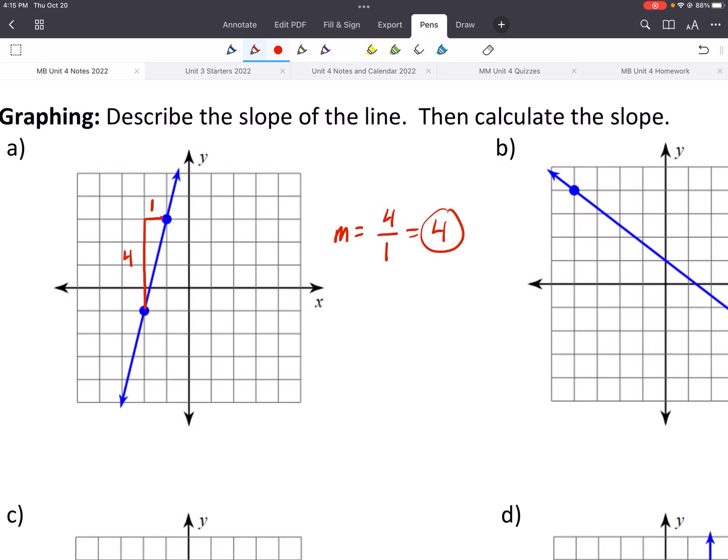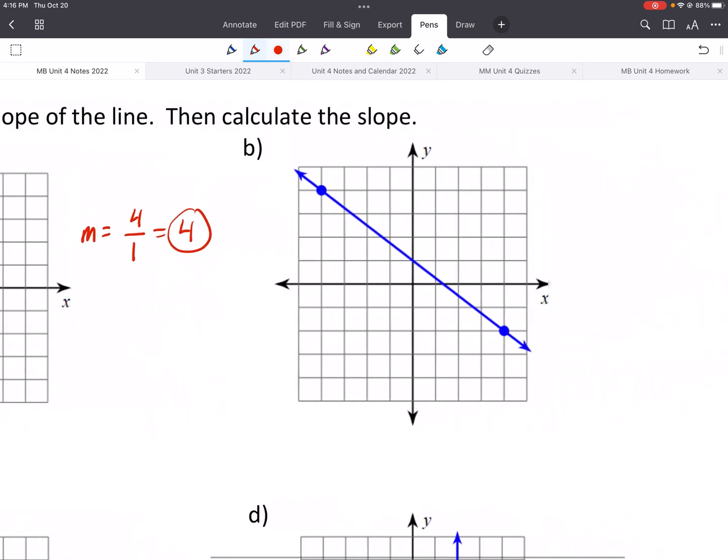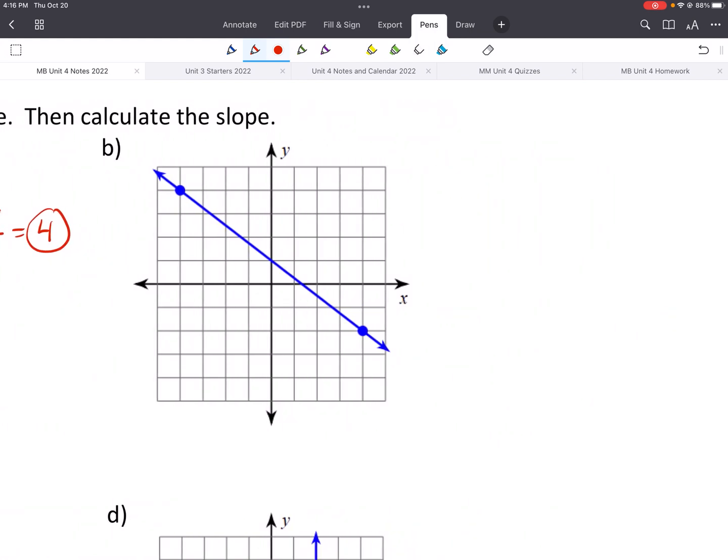So always simplify the fraction. The only thing I do not want is decimals. If you have a fraction, I don't want you to write it as a decimal. I always want it as either a whole number like 4 or a fraction like 1/2. Alright, so pause and give this one a try if you would.